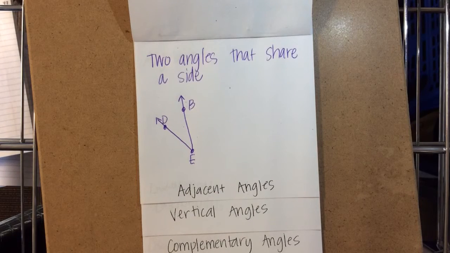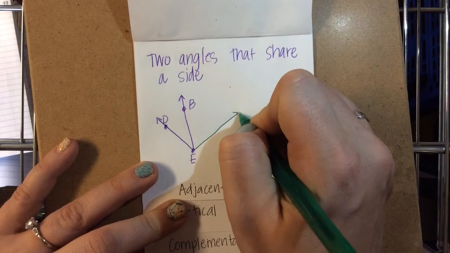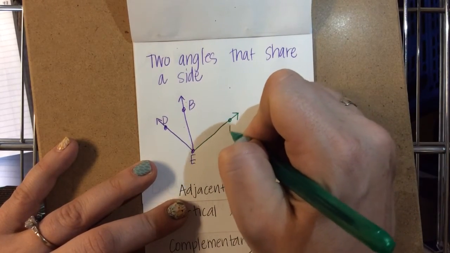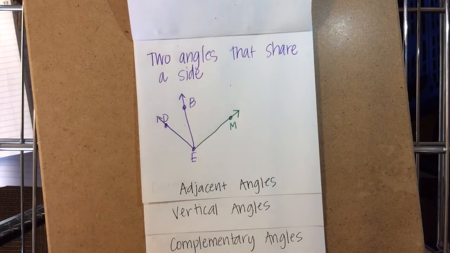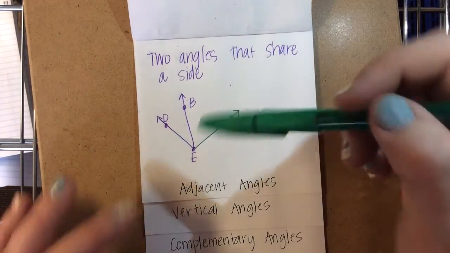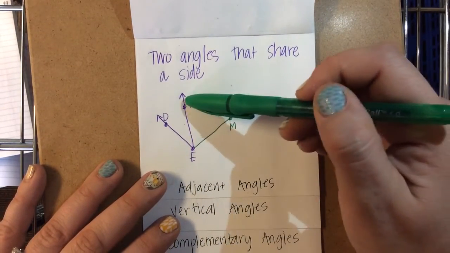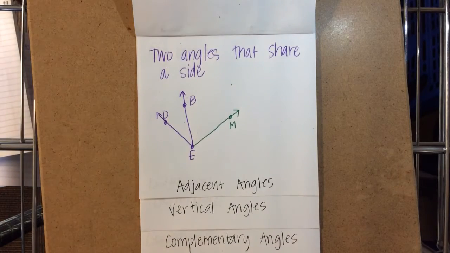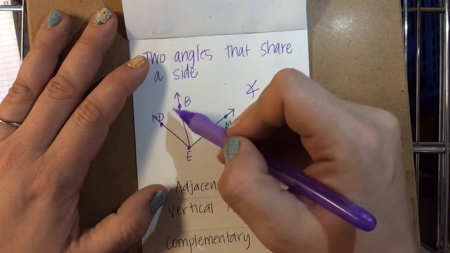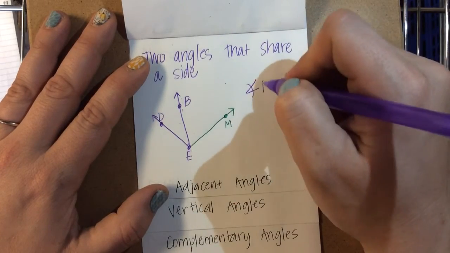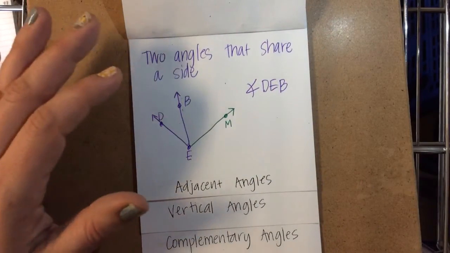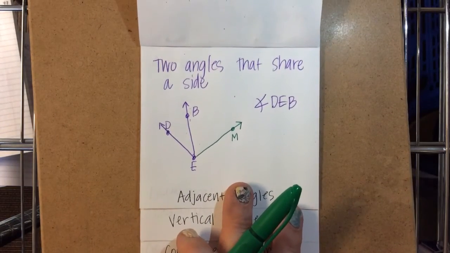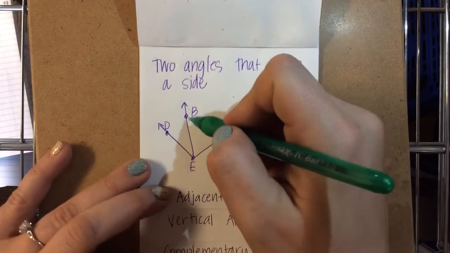I'm going to draw an adjacent angle. There are two angles up there. The first angle you told me was DEB or BED. What's the second angle? Raise your hand. Who can tell me the second angle? There are two angles in that picture. The first angle is DEB. What would be the second angle in this picture, Alexis? BEM.